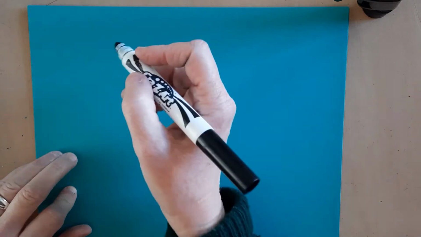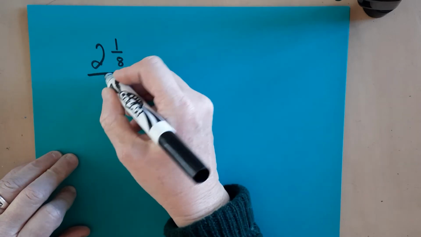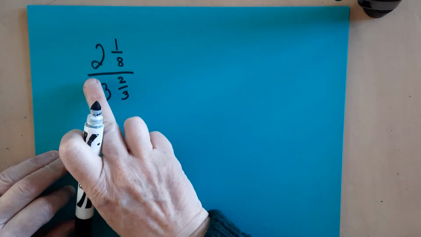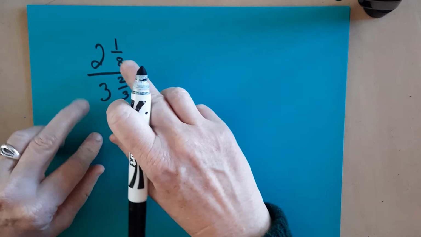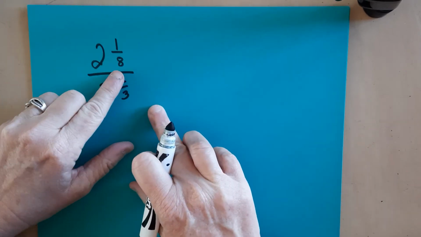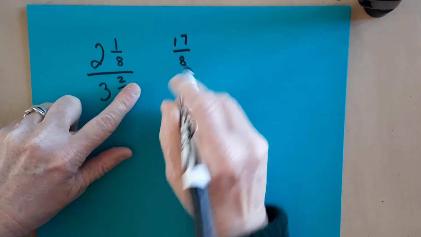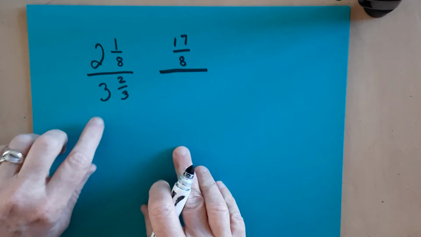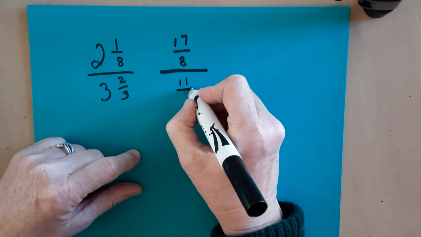Along these same lines, we're going to try dividing mixed numerals. So we have 2 1/8 divided by 3 2/3. It looks kind of complicated until you remember that this line right here means divided by. So what we're going to do is first change them into improper fractions. 2 1/8 becomes 17/8, because 8 times 2 is 16, plus 1 is 17. The denominator becomes 3 times 3 is 9, plus 2 is 11, 11/3.